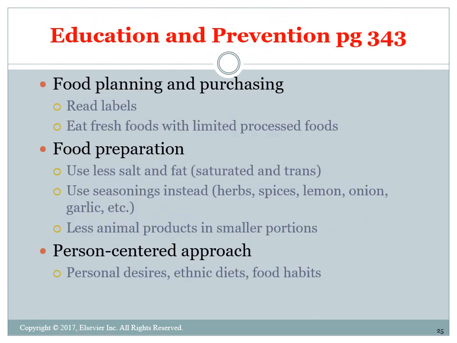Education and prevention. So food planning and purchasing. So we always want to encourage our patients to read the labels and eat fresh foods with limited processed foods. So they should pick most of their foods from the fruits and vegetables aisles rather than the frozen foods. Food preparation, use less salt and fat. Use seasonings instead. So remember I mentioned that lemon is a great choice. And less animal products and smaller portions.